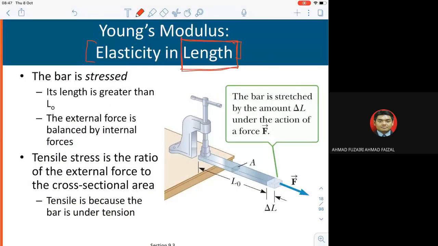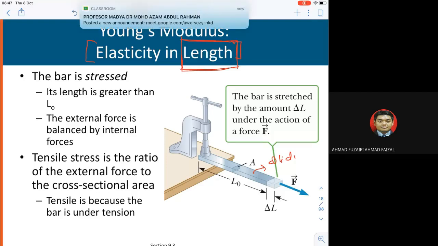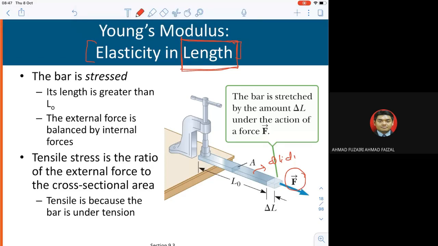Try to imagine you have a G clamp and you have a solid, maybe a solid metal bar. A metal bar is definitely a solid. If you try to apply some forces at this point and pull the bar, definitely with our naked eye we cannot see any change to the solid, because it's a metal solid.